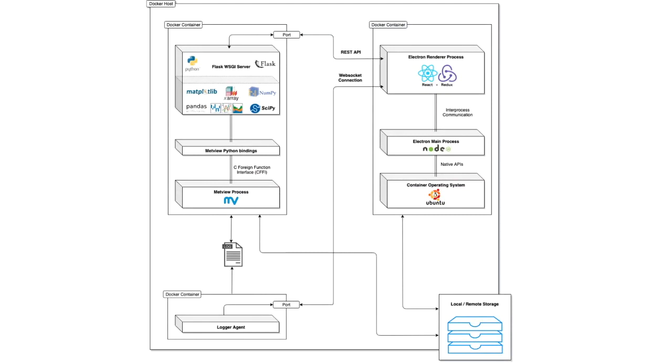The web app server is exposing a REST API. This is consumed by another container, which is running the GUI. The GUI is built using something called Electron. It's a desktop application framework that I have built using React as the view framework and Redux for state management. And Electron also interfaces with the native operating system.